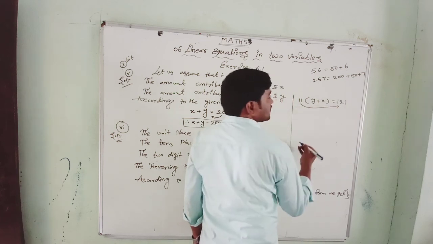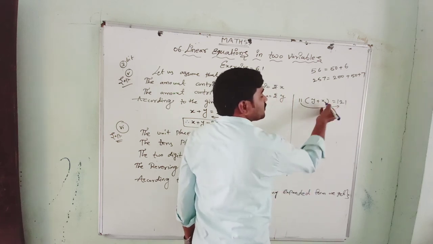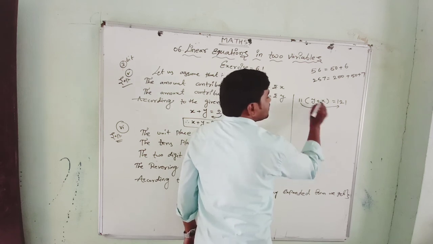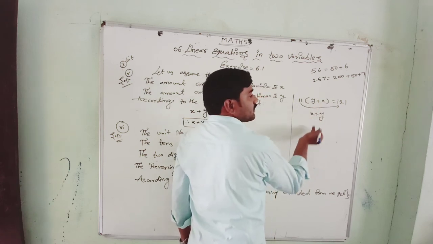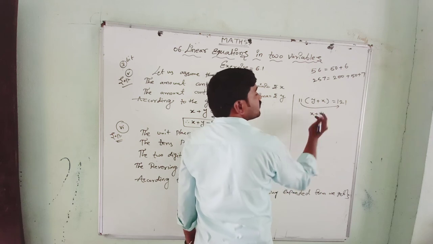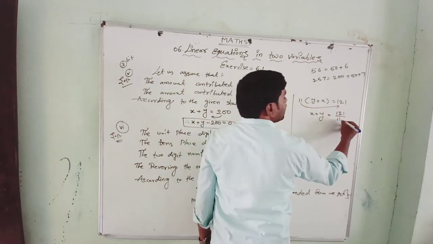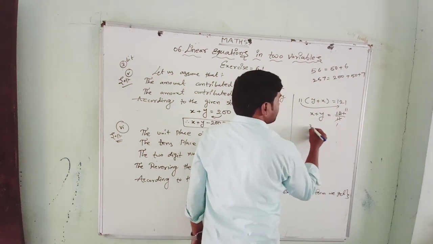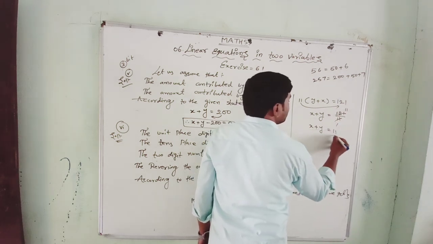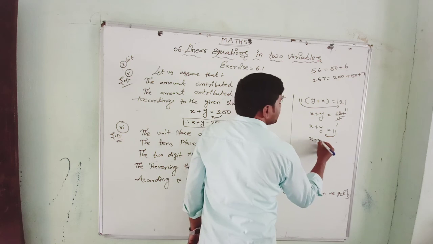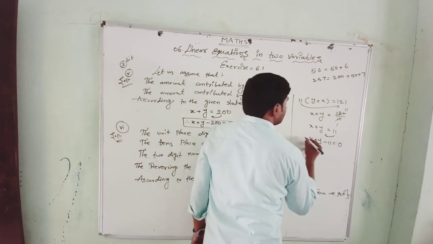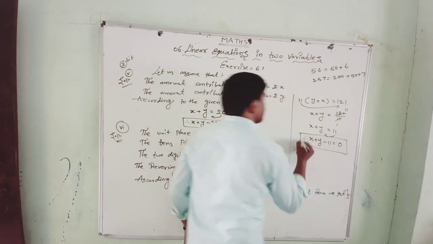This 11 will transfer to this side. This y plus x or x plus y, both are the same, no? Instead of y plus x, we will write x plus y. 2 plus 3 or 3 plus 2, we get the same. That is equal to 121 divided by 11, since 11 is multiplying. 11 ones are 11, 11 elevens are 121. So x plus y equals 11. Now transfer this 11 to this side: x plus y minus 11 equal to 0.